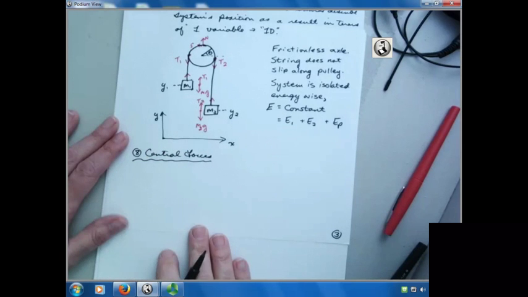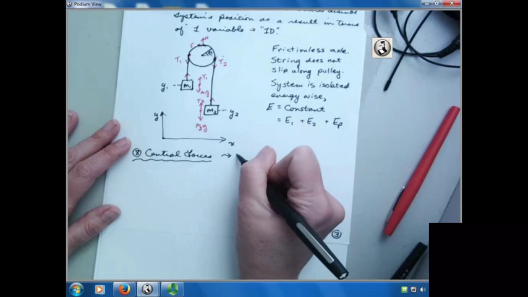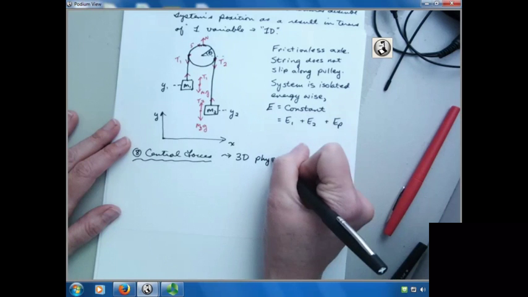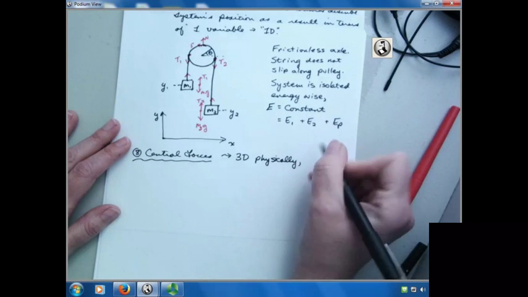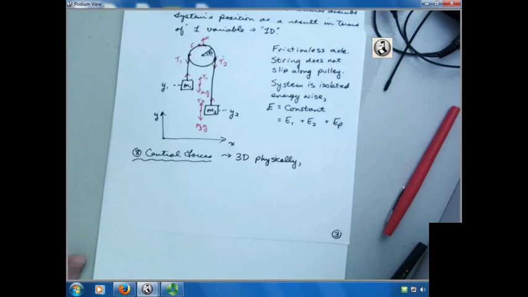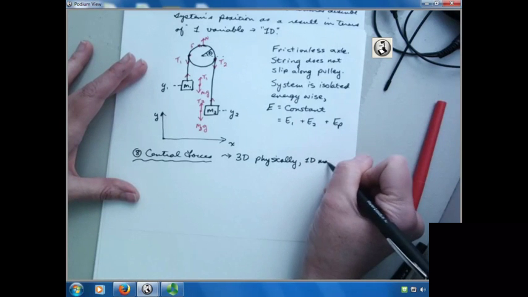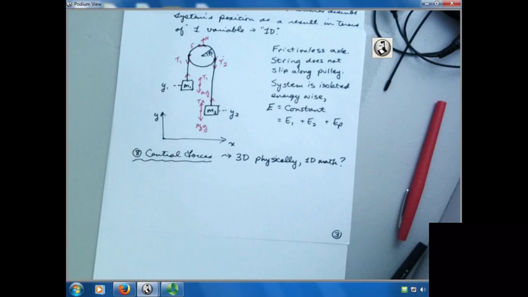All right. So central forces, again, we're going to be talking about a situation that takes up 3 dimensions physically. But hopefully we can get it down to a one-dimensional problem mathematically. So can we get it down to one dimension mathematically is the question. If we could, that would be great. So let's first talk about what we mean by central forces.